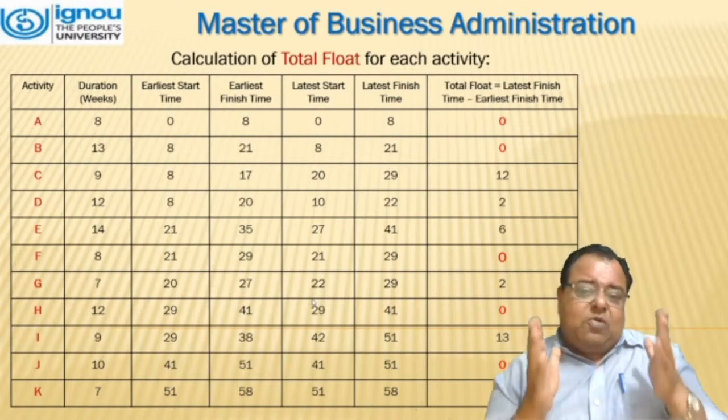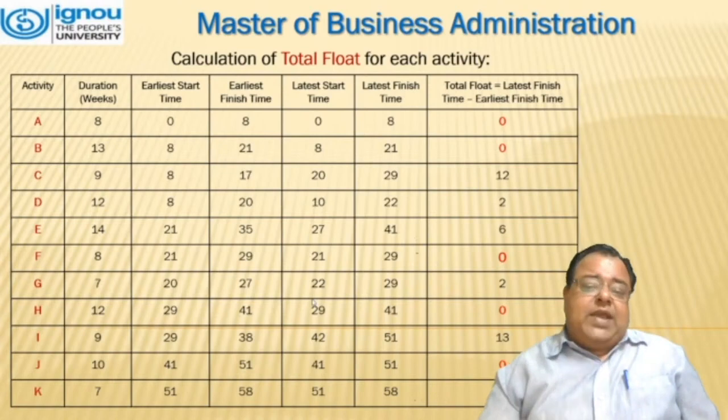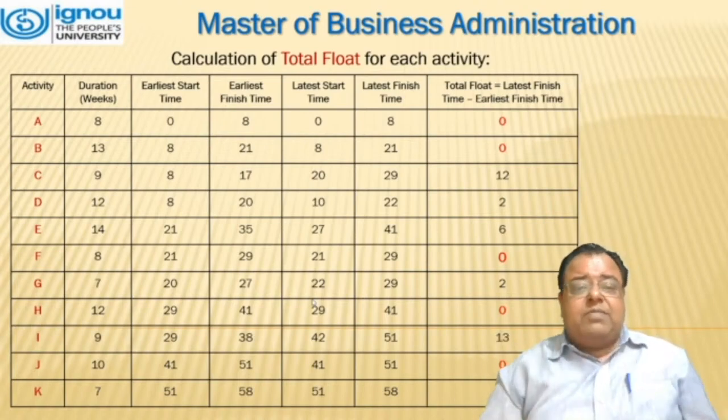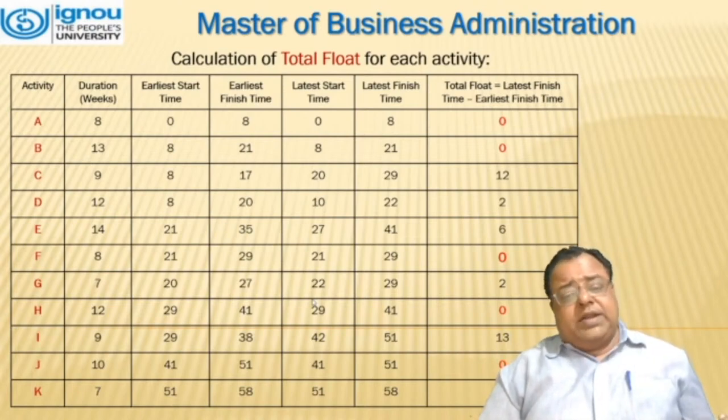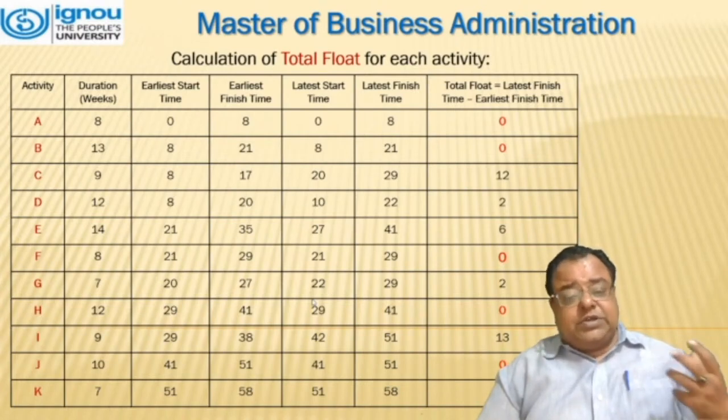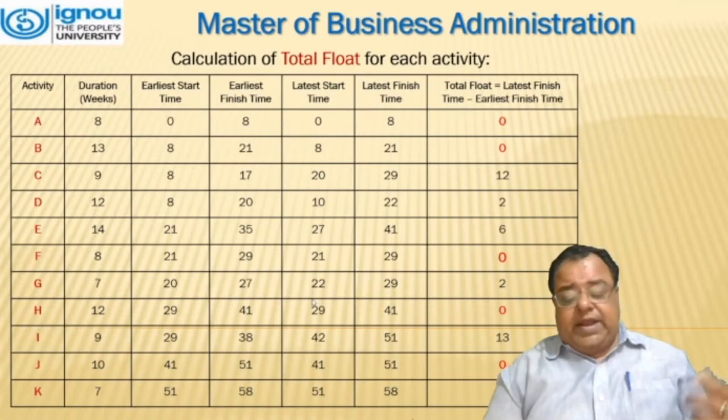Now, to calculate the total float time, we have to calculate the latest finish time minus the earliest finish time, which is in the tabular form. So here we can see for the first event it is 0, for the second one it is 0 again, for C it is 12, for D it is 2, for E it is 6, for F 0, G 2, H 0, I 13, and for J and K it is 0.